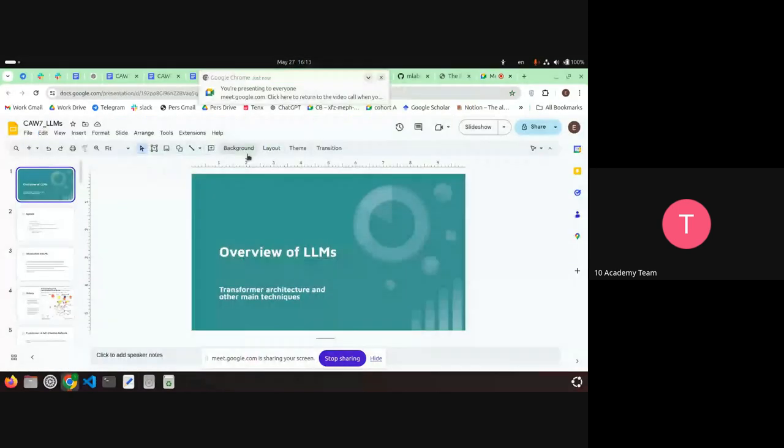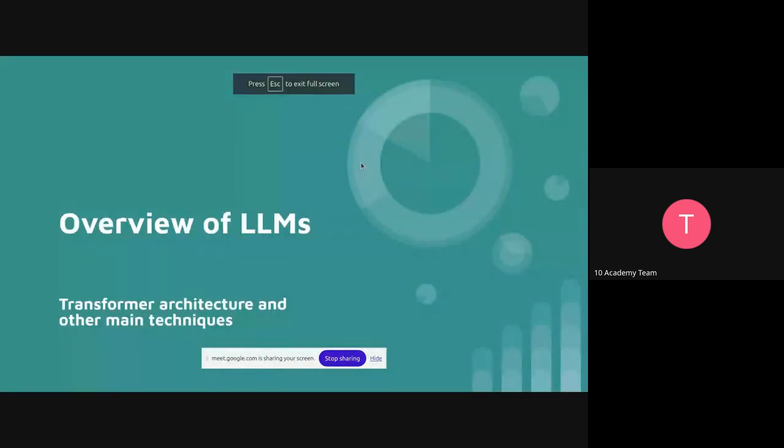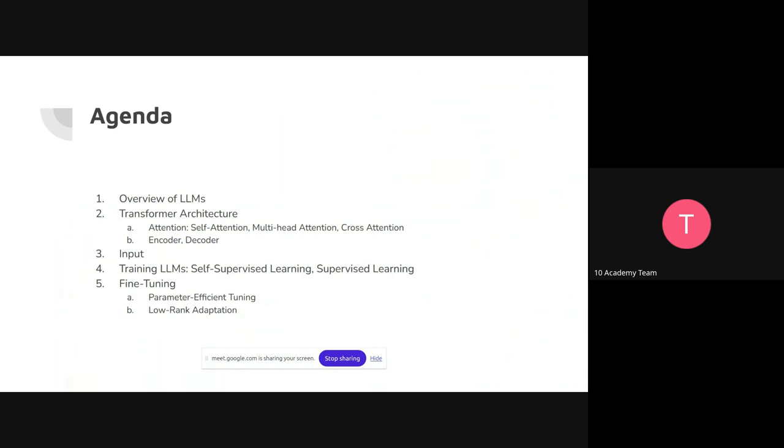Okay, thank you. As I said, this is an overview of LLMs. In particular, we're talking about the transformer architecture and the main concepts there. This is the agenda: the overview of LLMs, the transformer architecture, and the input to the models. If time allows, we're going to discuss training, but not in any detail, just a preliminary explanation, so that as you read the challenge document and come across all of this stuff, you have some background. If we have time, we're going to go through four or five anyway.